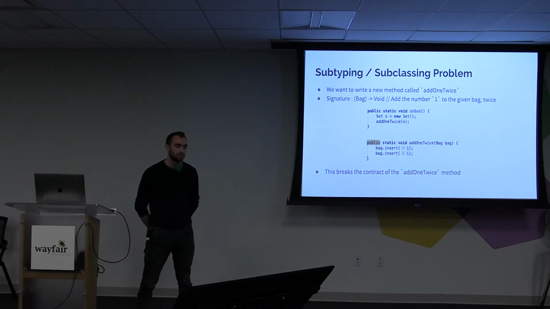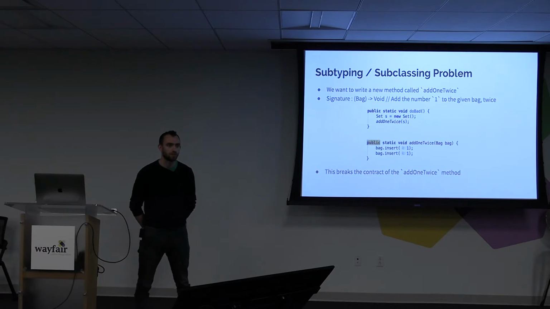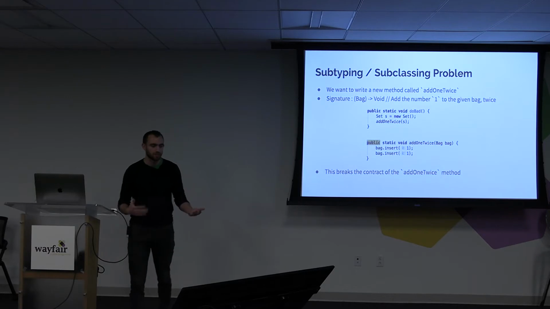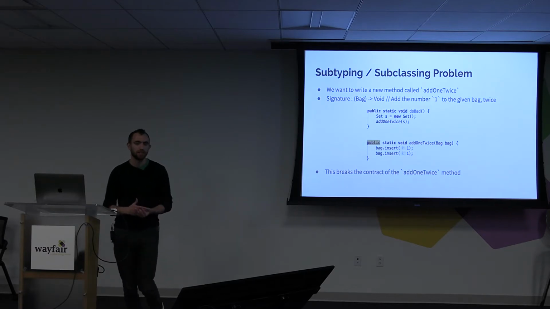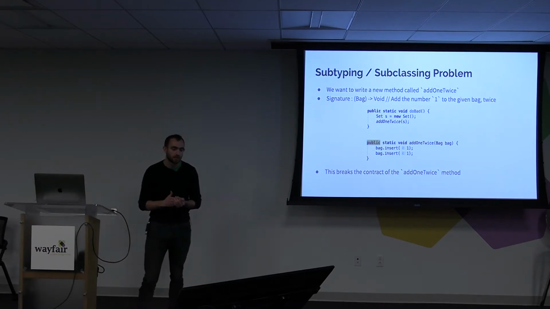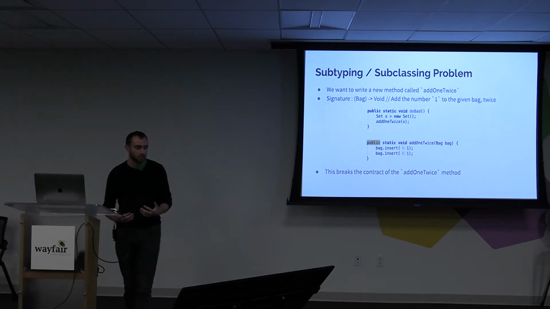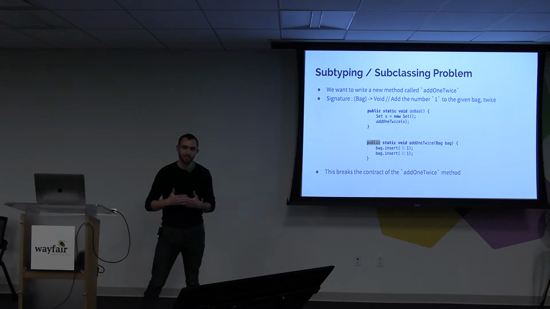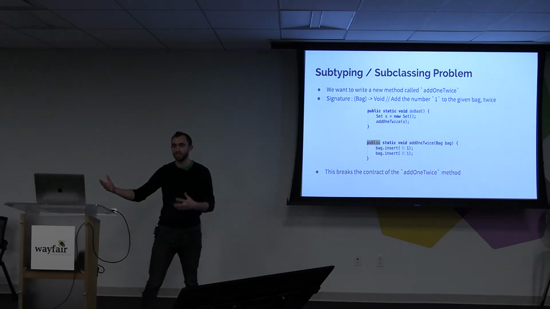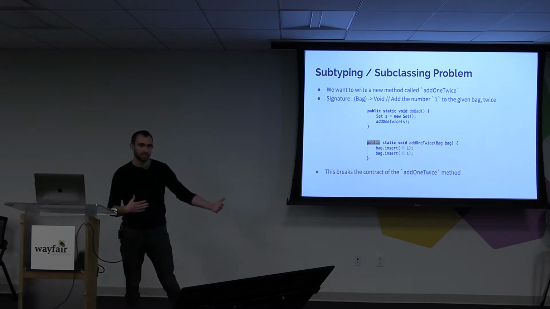This illustrates the main problem with a lot of imperative code. Not imperative code specifically, but subtyping and subclassing. This completely breaks the contract of the add1twice method. And so what can happen is you can run into issues where a method gets passed in a subtype, and this creates some side effect that you weren't expecting because it was given a subclass that it wasn't expecting.